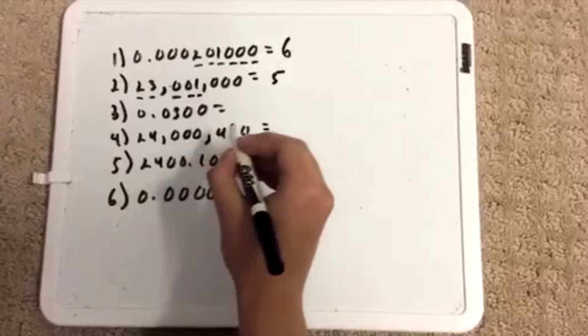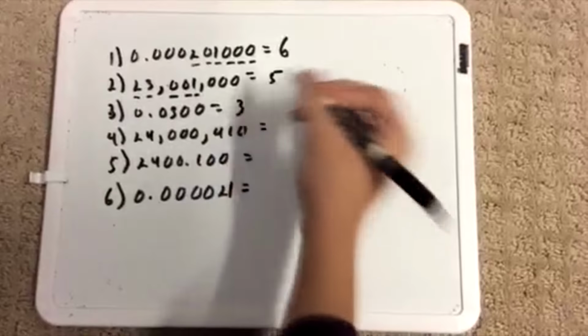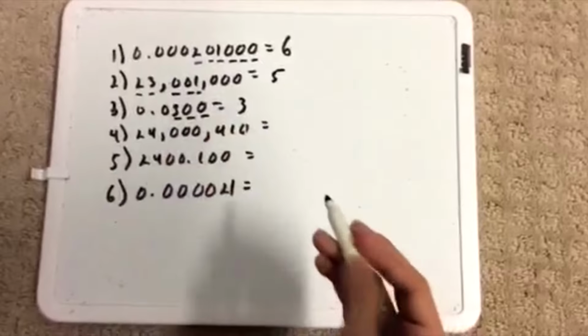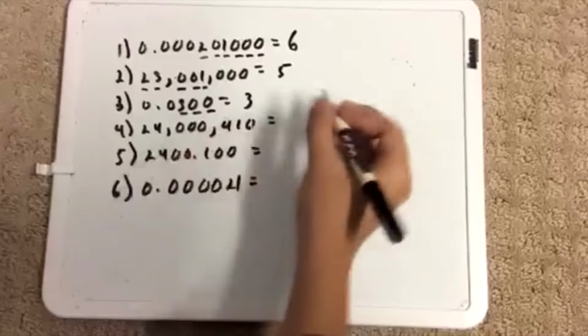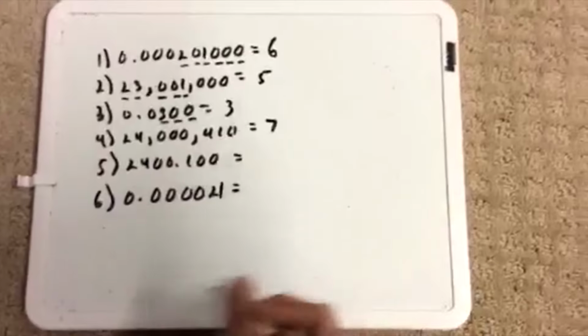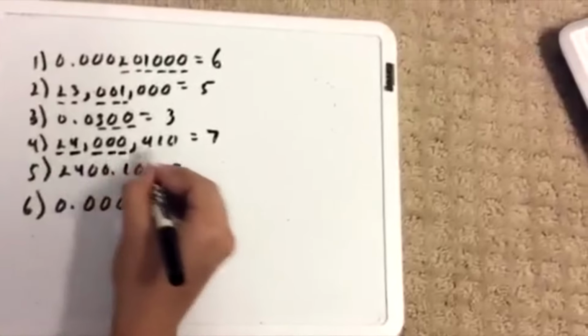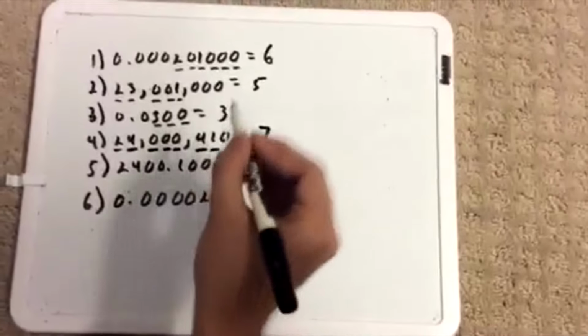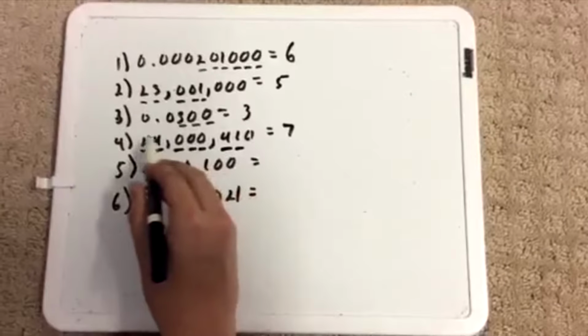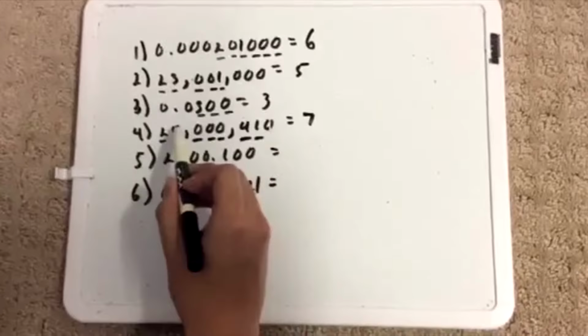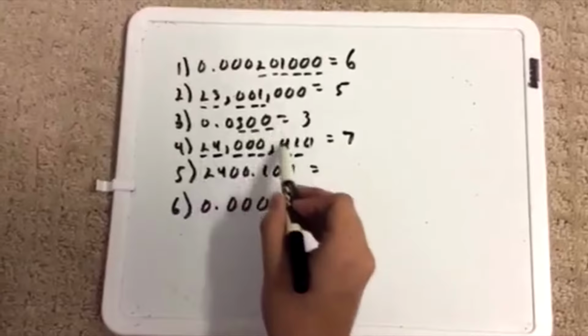For number 3, there will only be 3 significant numbers, 3, 0, 0. For number 4, there will be 7 significant numbers, 2, 4, 0, 0, 0, 4, 1, because like number 2, these zeros right here are in between 2 non-zeros, 4 and 4.